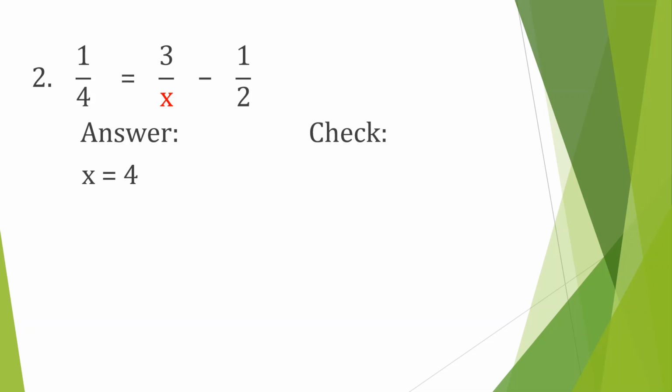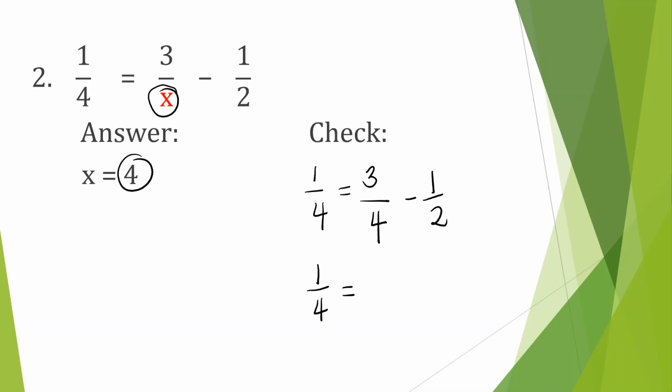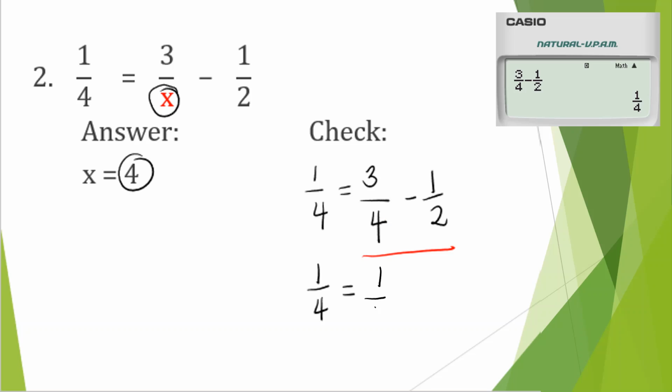Let us check our answer. Let us substitute the value of x in the given equation. So we have 1/4 is equal to 3 over, let us replace x with 4, so this will be over 4 minus 1/2. So this becomes 1/4 is equal to 3/4 minus 1/2, which is 1/4, which is equal to the other side of the equation. Therefore, our answer is correct.